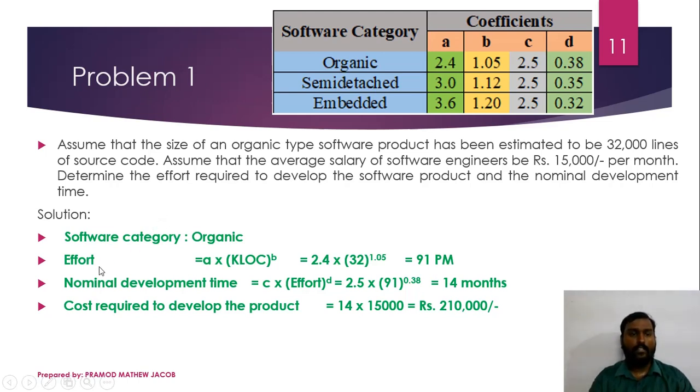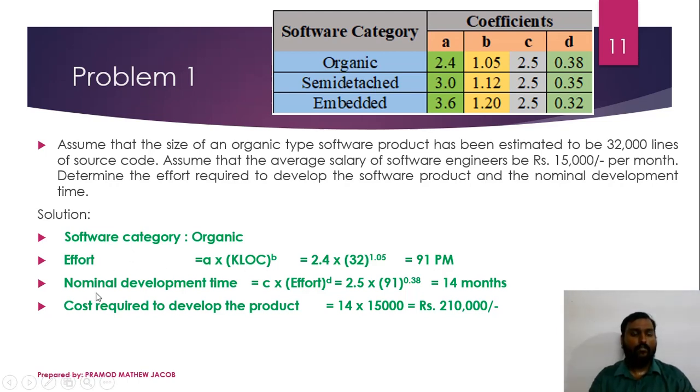So for calculating the effort, the equation is A into KLOC the whole raised to B. The lines of code are given as 32,000 lines of code, so we have to convert it into kilo lines of code. 32,000 divided by 1000 will be 32. 2.4 into 32 the whole raised to B, whose value is 1.05 for organic software. It will give us 91 PM. PM means person month.